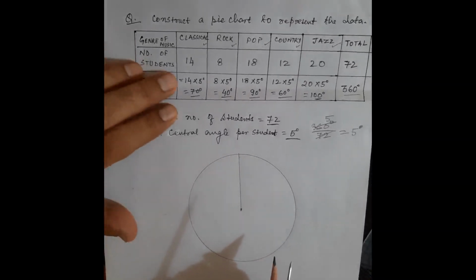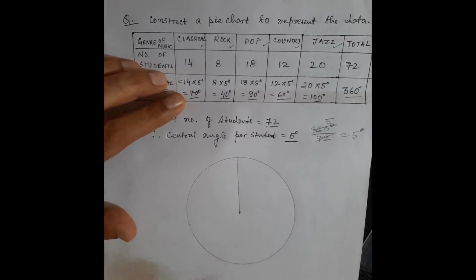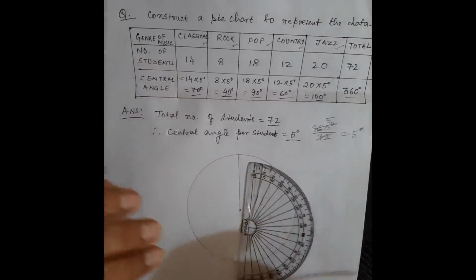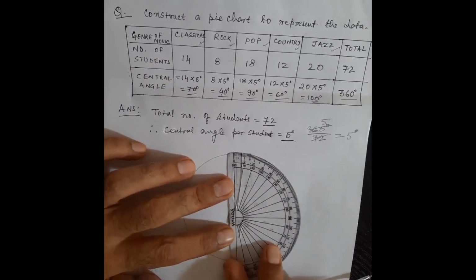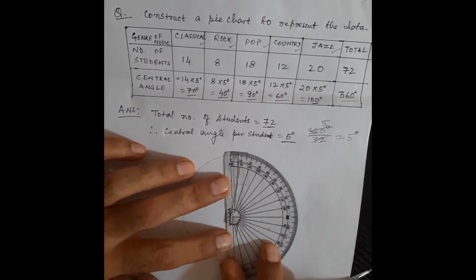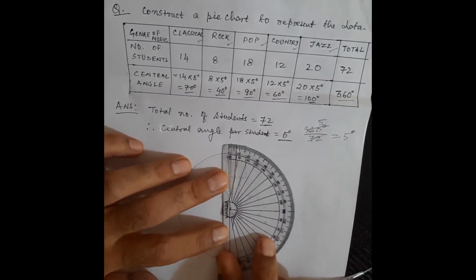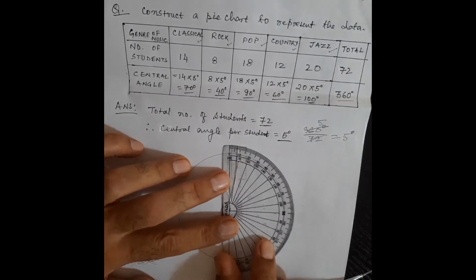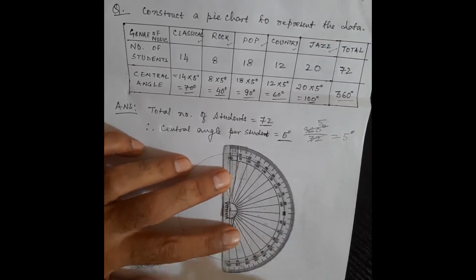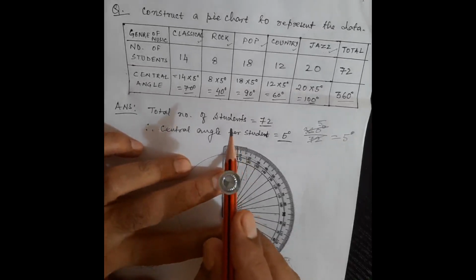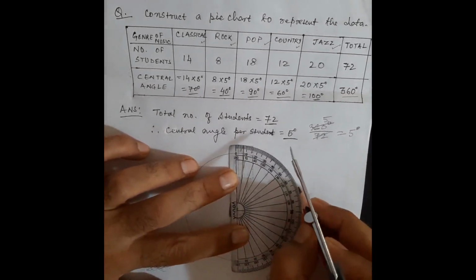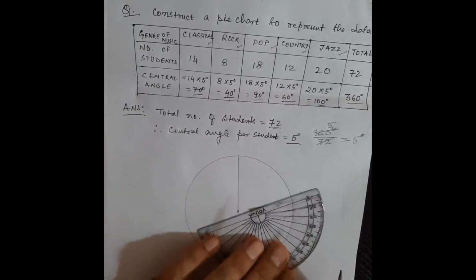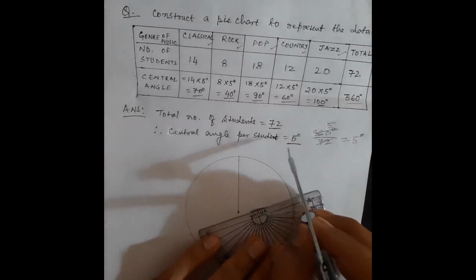Now for the first data, that is 70 degrees, you need to measure 70 degrees from your protractor, putting it at the center. Then you will start measuring. When you are measuring with the protractor, you need to take care that it starts from 0. 0 is on the upper part of the protractor, so the 70 degrees comes here. You will join this with the help of this ruler here. You join it.